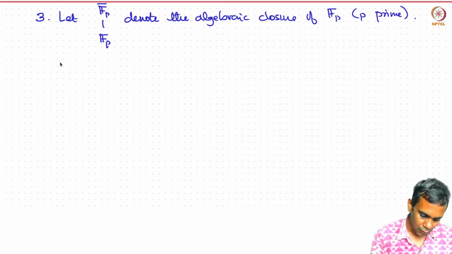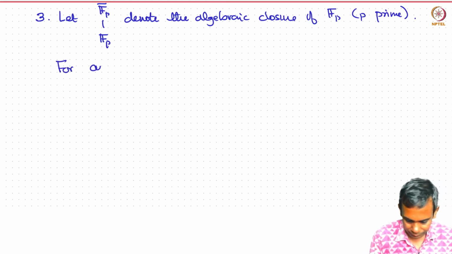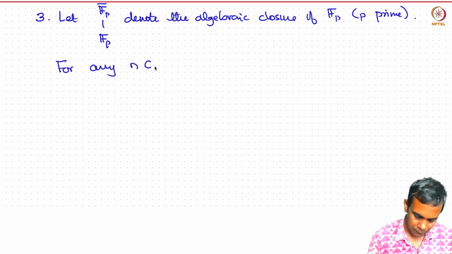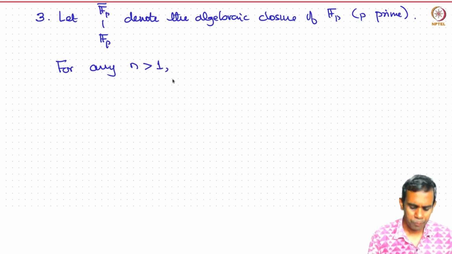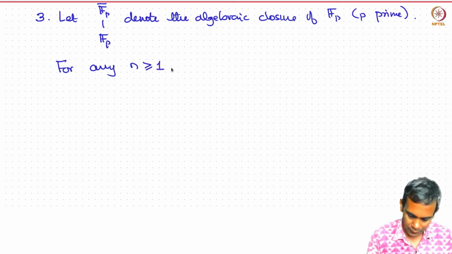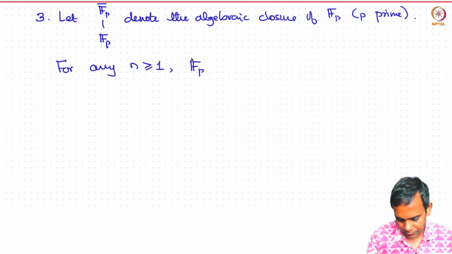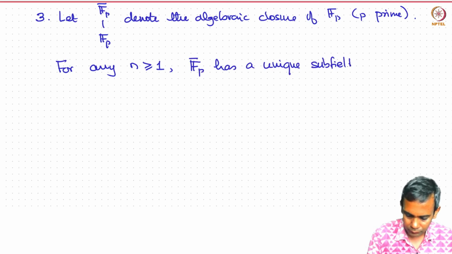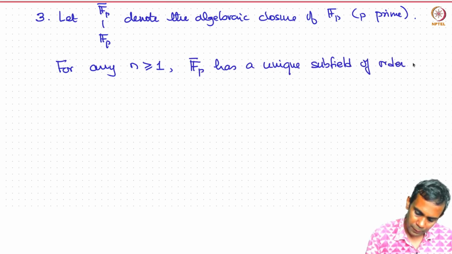Then for any positive integer n, Fp bar has a unique subfield of order p to the n.